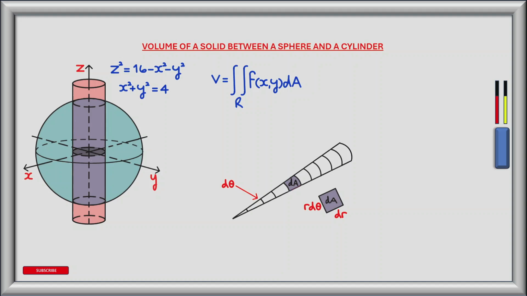Within the sector, we have infinitesimally small pieces of area denoted by dA. The size of each area is the length multiplied by the width. So in this case, dr is the height and r d theta the width. So dA is equal to r dr d theta. To find the total area of the sector, we integrate or sum in the r direction.